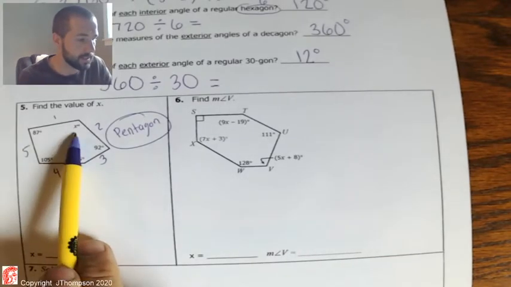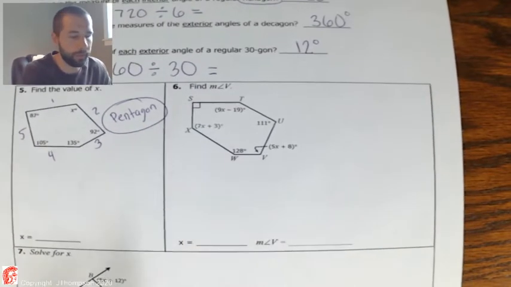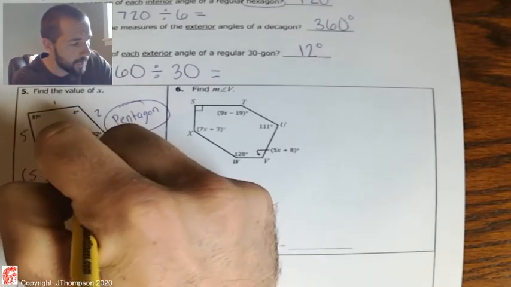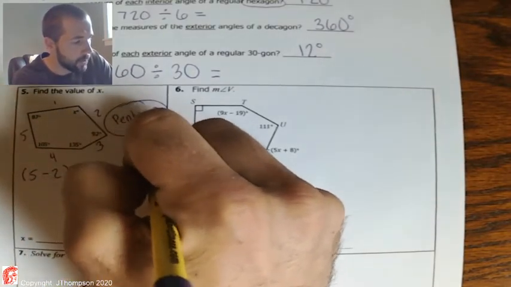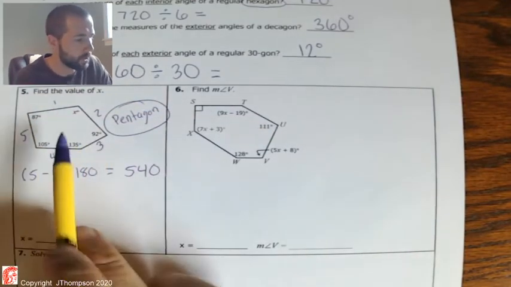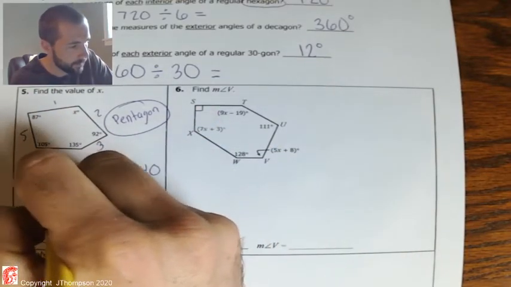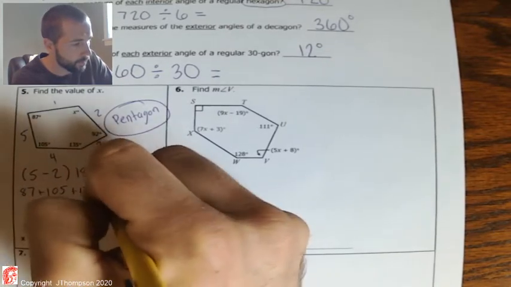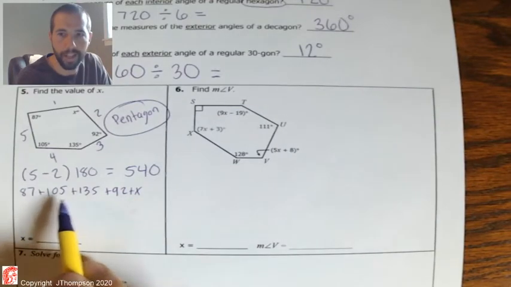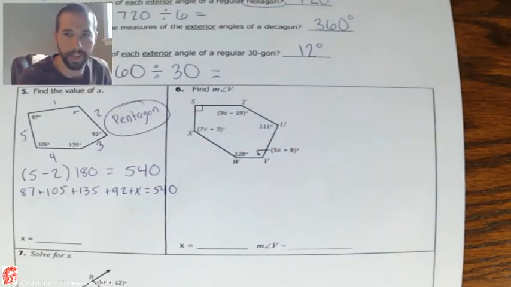We don't know what x is, so we can't just add all 5 of the angles together to figure out what they add up to. We need to use our little formula, which is the number of sides, which is 5, minus 2 times 180, and that's 540. So we know that all 5 of these angles on the interior of the pentagon add up to 540. So if we take all 5 and add them together, I'm going to start with 87. Make sure that you include that x, so add all 5 of the angles together. We know that they equal 540 because it's a pentagon.